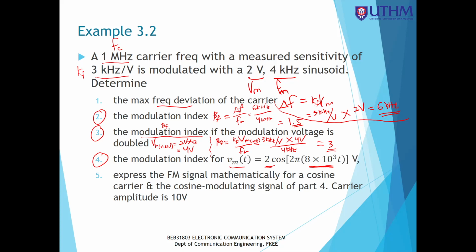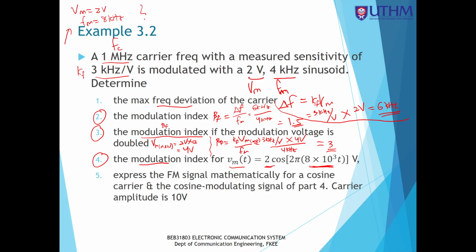So I will do it here. The question asks you to find beta f. Now you see that Vm is still equal to 2 volt, and Fm is doubled to 8 kilohertz.